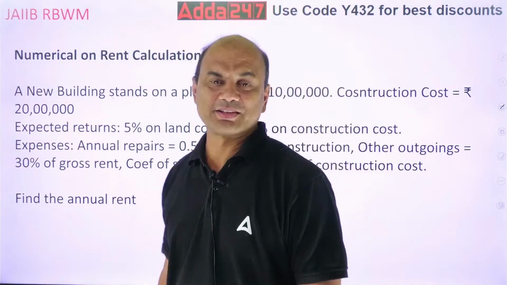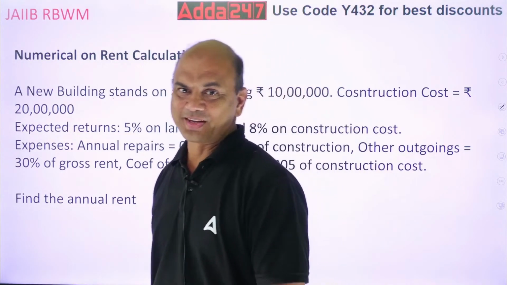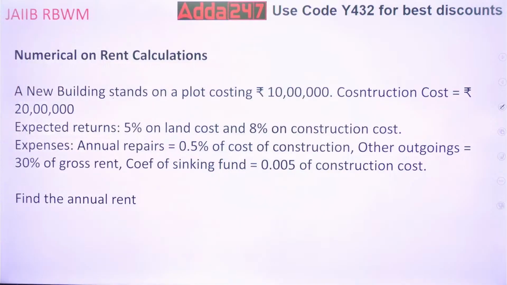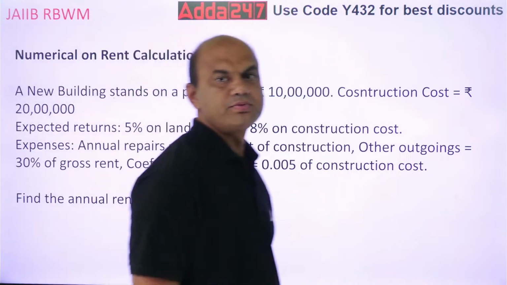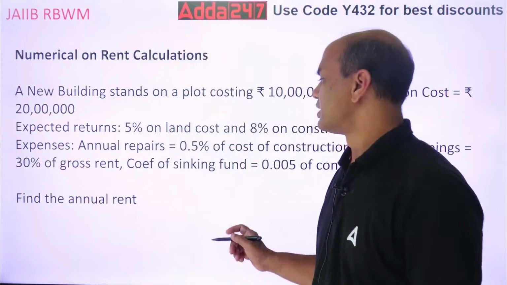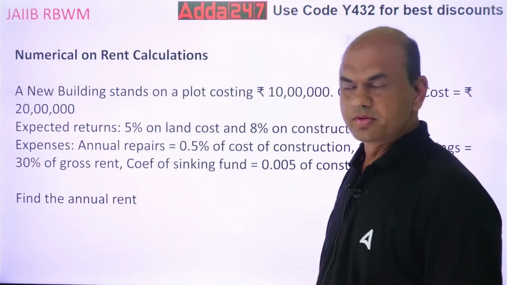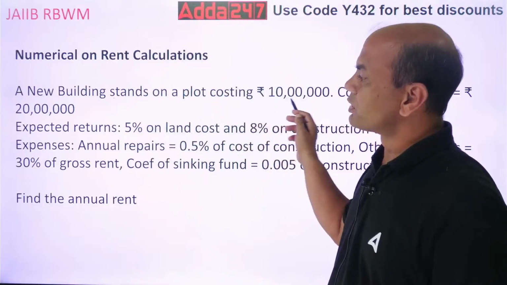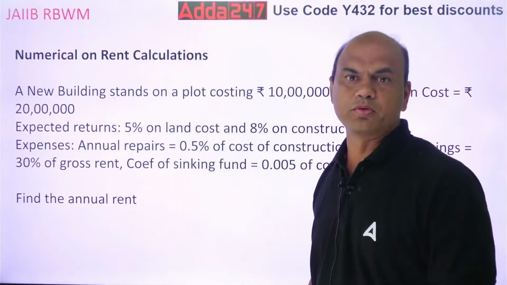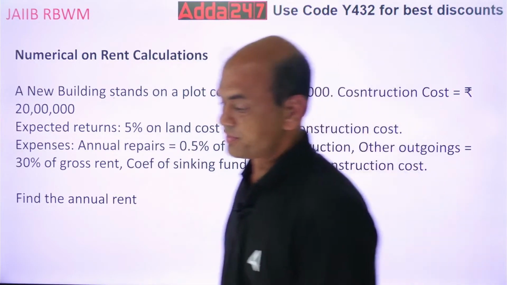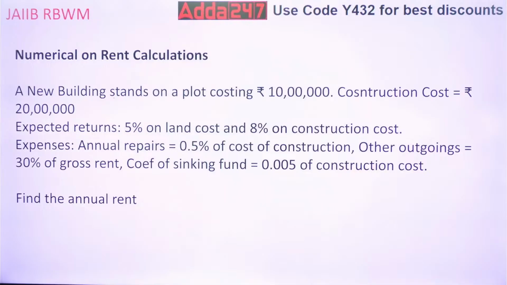This numerical is not that simple. Got it? So what should you do now in this? How should you solve this? See, first, your target is annual rent. First you have to look at what is the total cost, what is the returns, and then you have to assume certain rent and then move on.